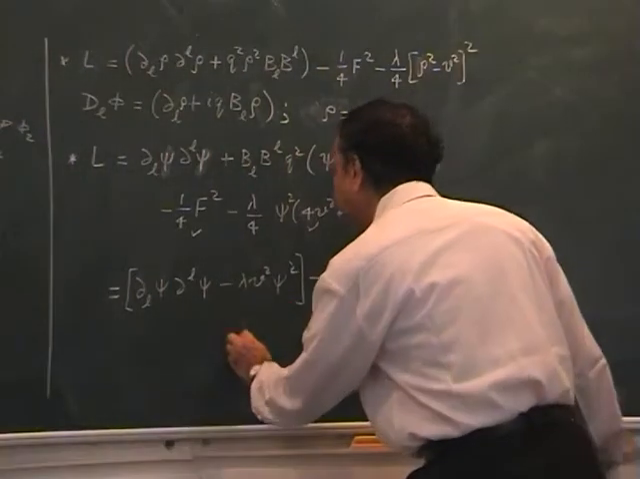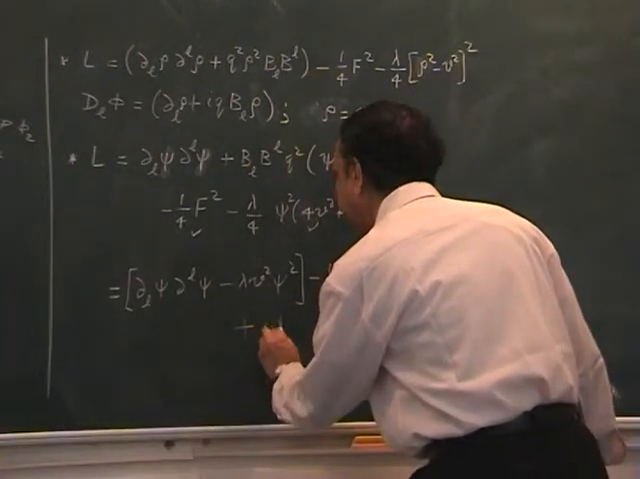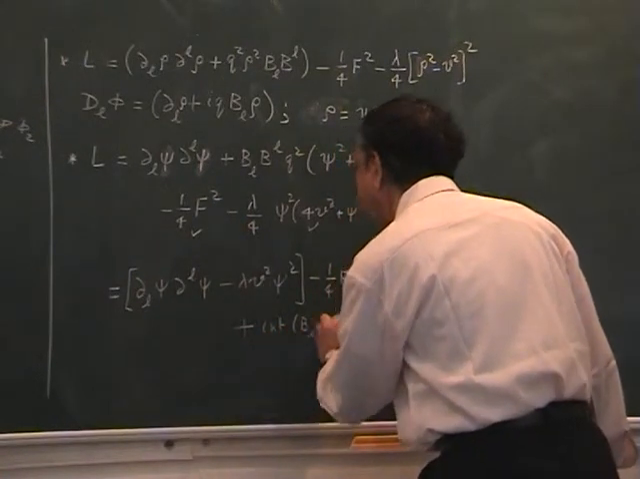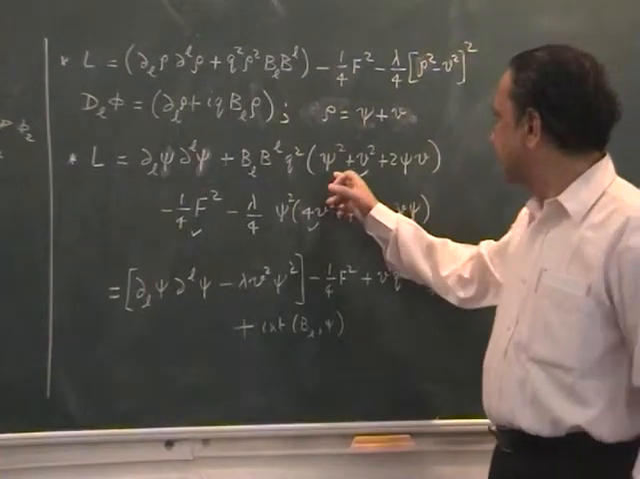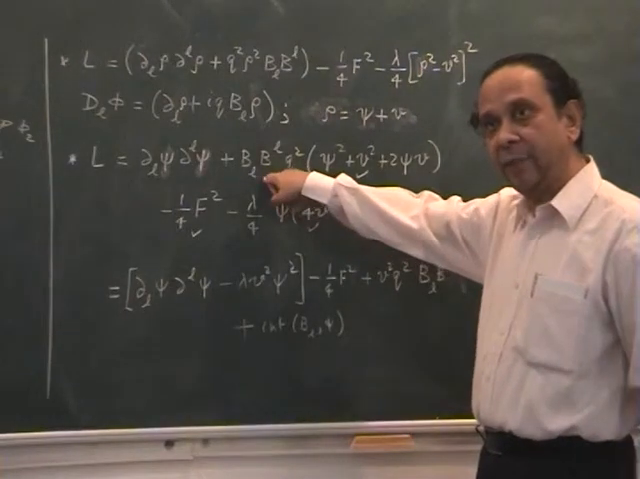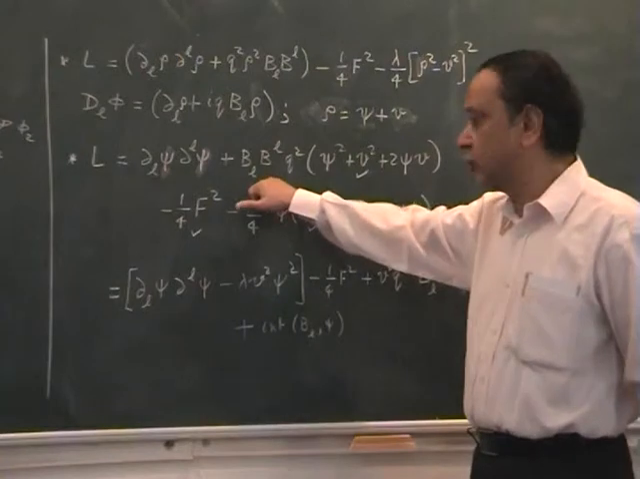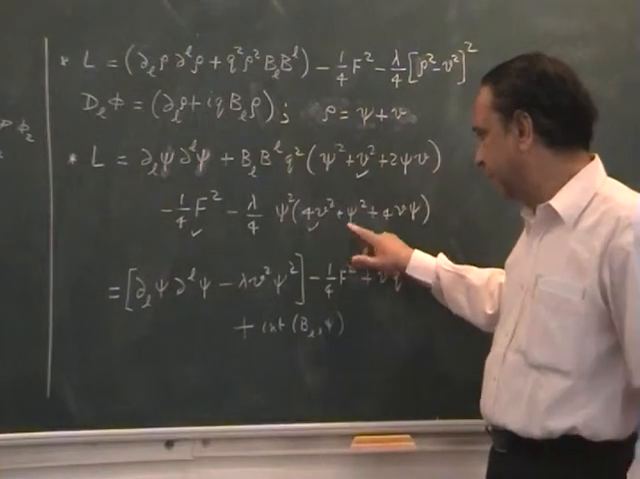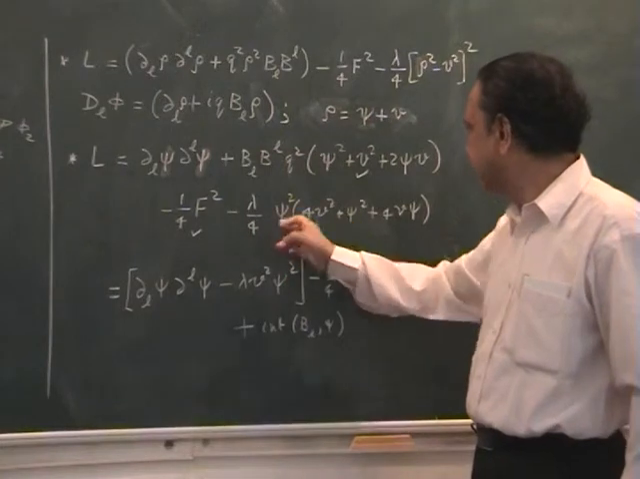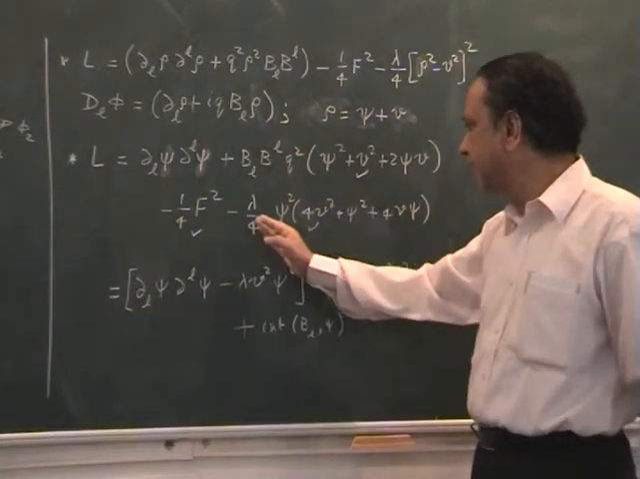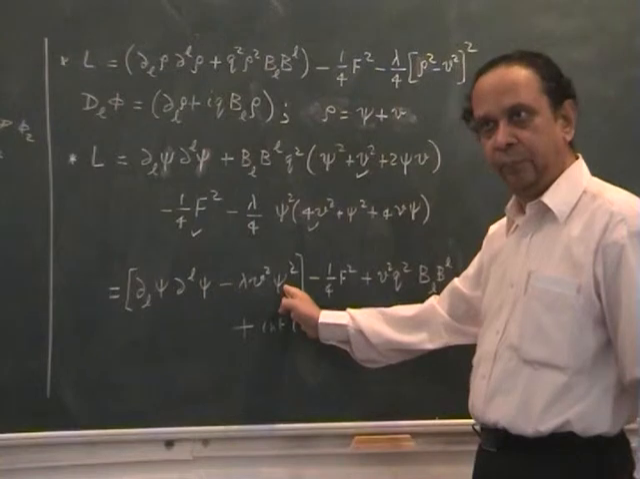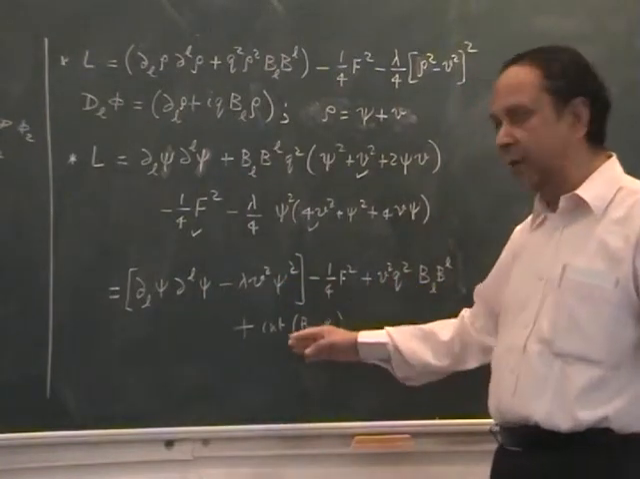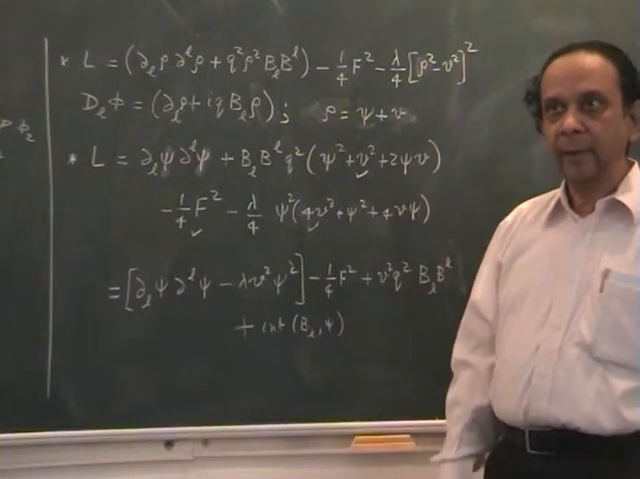I'll say plus interaction term between B and psi. So what are they? There is some psi squared B squared kind of coupling. Then there is a psi B squared kind of coupling. And here there is a psi to the fourth, which was the original of this thing. Some people like to write this separately, because this whole thing is just a potential for psi. So you could have written this with minus U of psi. And then there is a coupling term between these two.